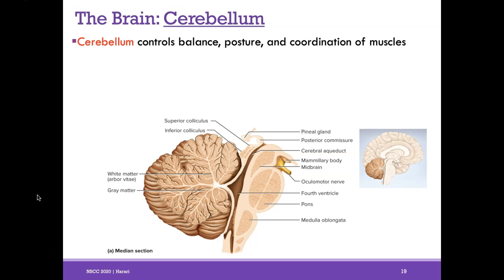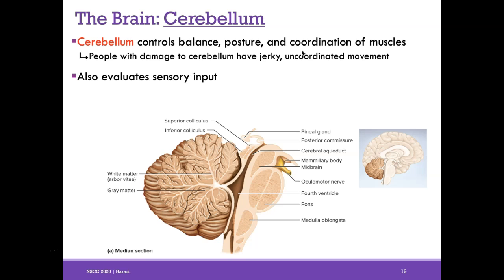So next up we have the cerebellum, which is at the more caudal part of the brain. It's what controls our balance and posture and muscle coordination. It was just discovered relatively recently. Until the 50s, we had no idea what the cerebellum did. And up until very recently, it was thought to only control balance and posture, because people with damage to the cerebellum had very jerky and uncoordinated movements.